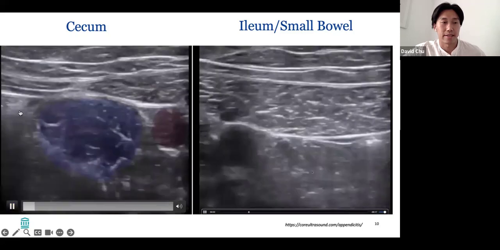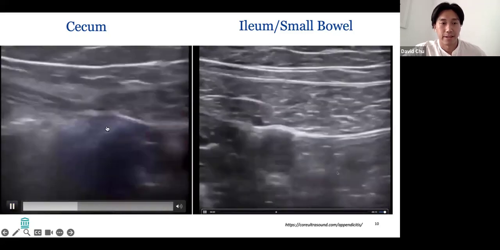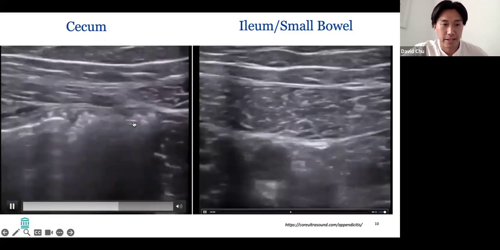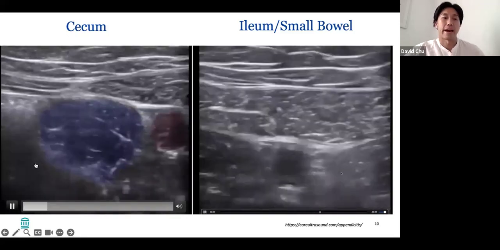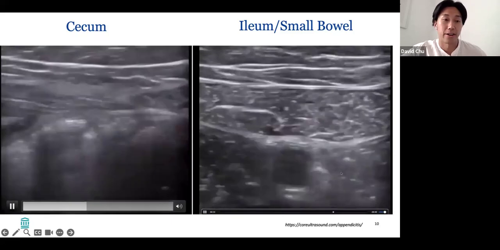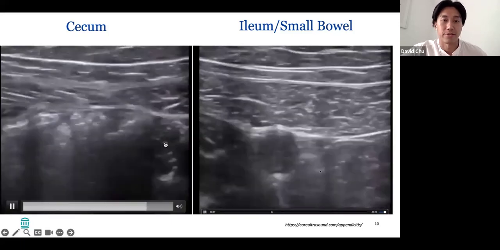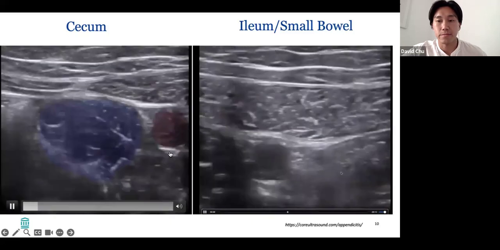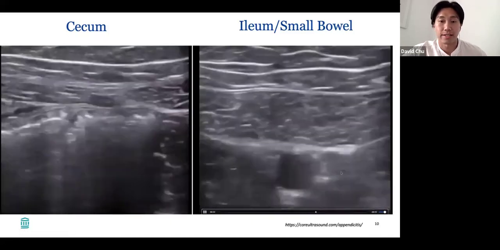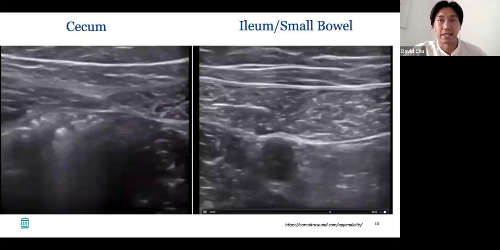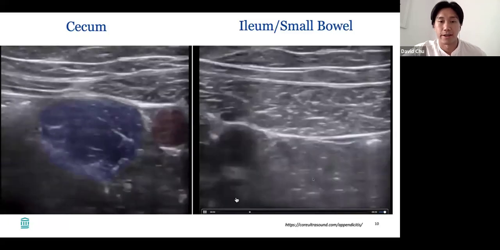So basically, right here, this is all cecum. You see these bright little hyperechoic structures right here, and then you see shadowing, dirty shadowing behind it. That's what bowel looks like, or air in the bowel. And it's just lateral to the psoas muscle. Ileum is also going to be filled with air, so it's going to look quite similar. It's just going to be medial to the psoas muscle.